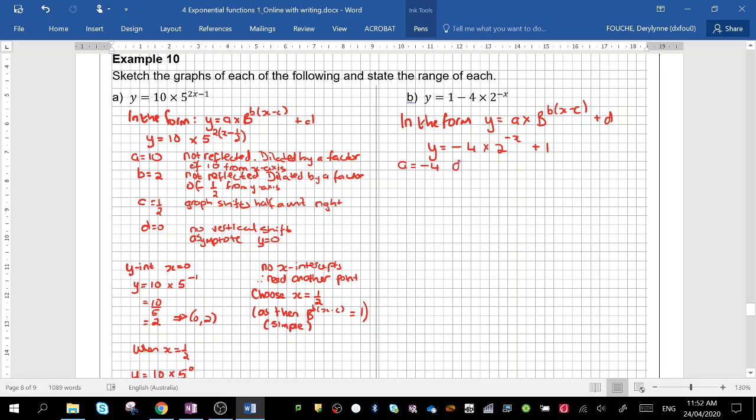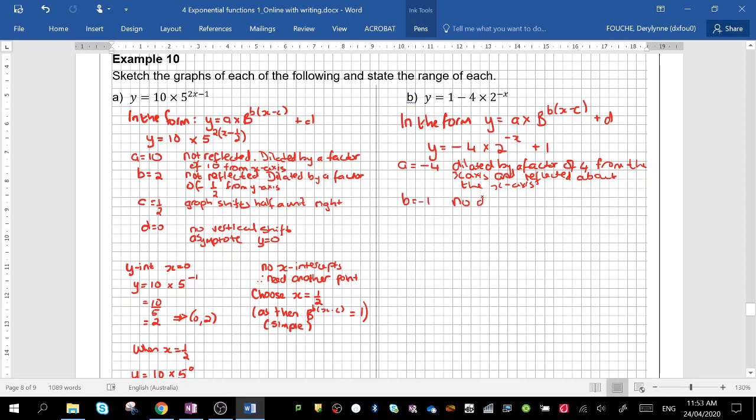So the graph is dilated by a factor of 4 from the x-axis and reflected about the x-axis. All right, now b value is negative 1, so b is negative 1.